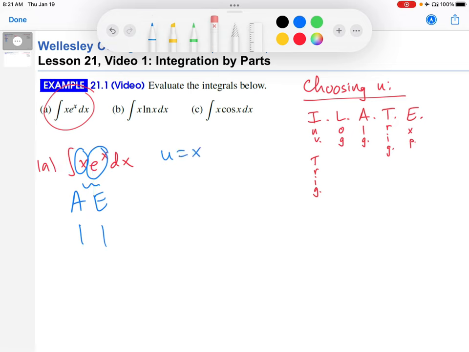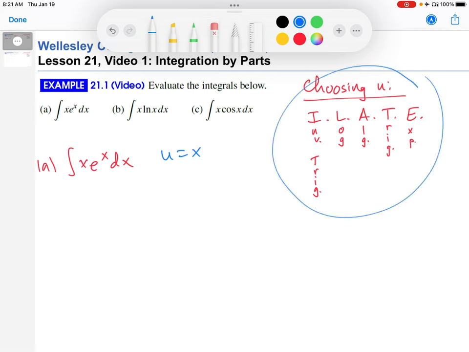One thing I'll note right away is that this acronym, ILATE, and this way of choosing u, is a rule of thumb, meaning that there will be cases where it doesn't work, where it leads you astray. But in my experience, this is rare. So it's a really good rule of thumb, and I would encourage you to start here in terms of where you would want to choose u.